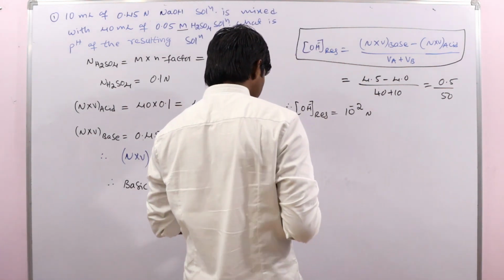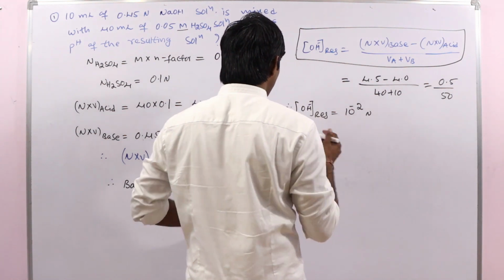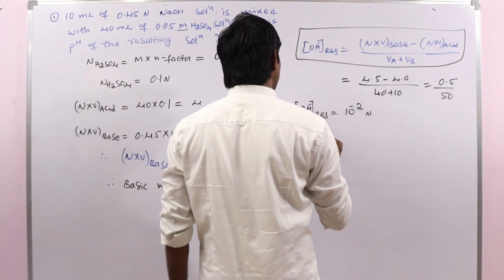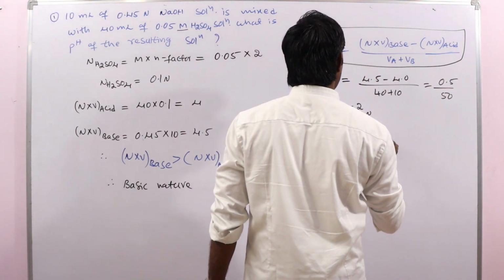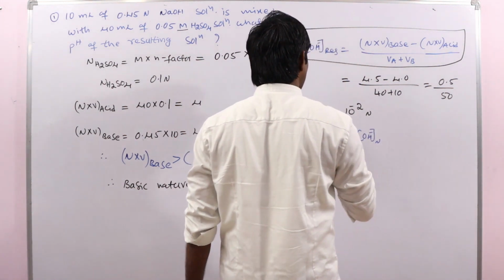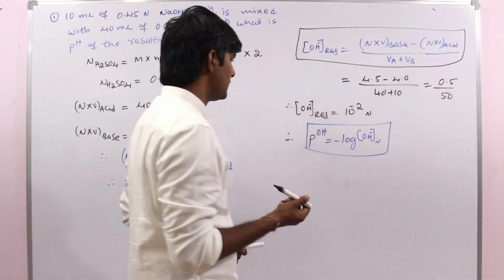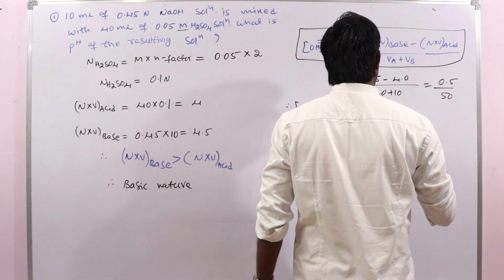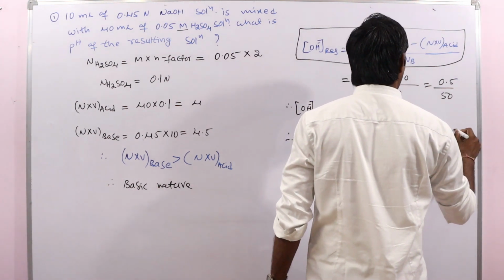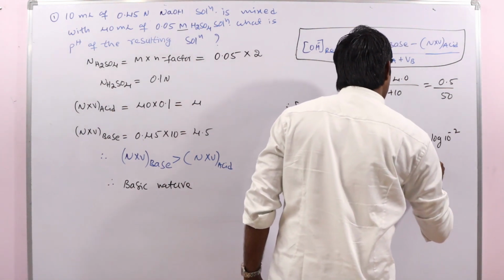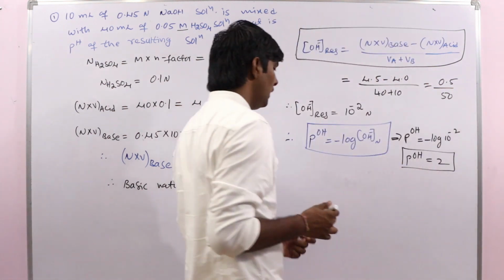Therefore, we can calculate now POH. POH is equal to minus log OH minus ion concentration. So from this we get POH is equal to minus log 10 power minus 2. So from this POH equal to how much? 2. POH is equal to 2.